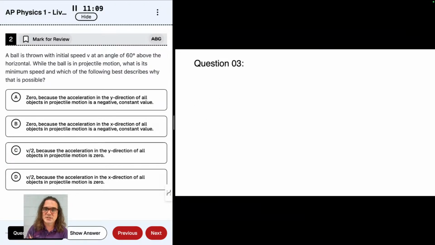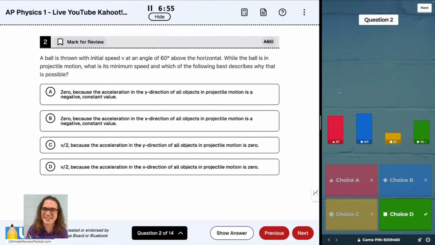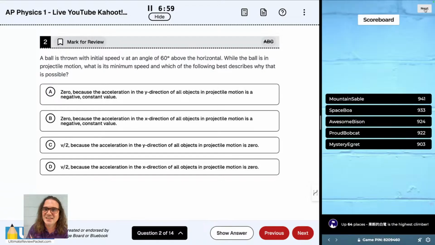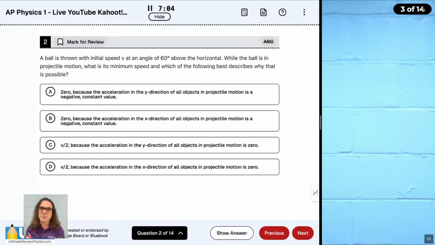All right, question 3. Again. Good luck. All right, here we go. Hopefully we'll move on to next question 3.